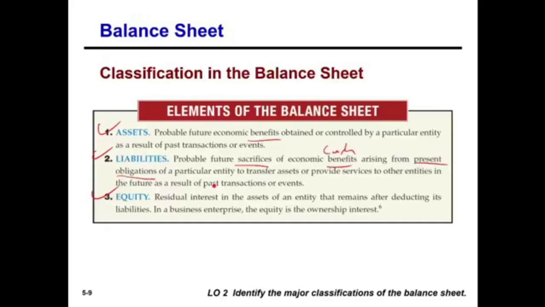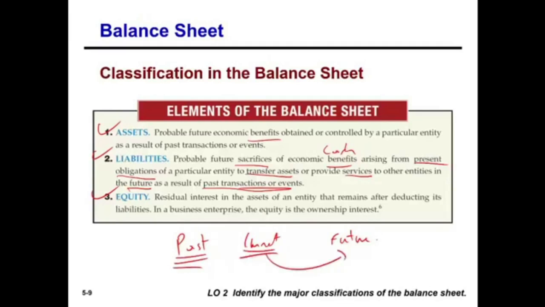You have an obligation to transfer an asset or provide a service. This is when you have an obligation. Either you have to give them cash or you have to provide a service in the future, and usually you do this in the future as a result of a past transaction. So a liability is something that happened in the past, created a current obligation, so it has a past, current, and future aspect. Something happened in the past, you borrowed money, now you have a current obligation, you have to pay in the future.